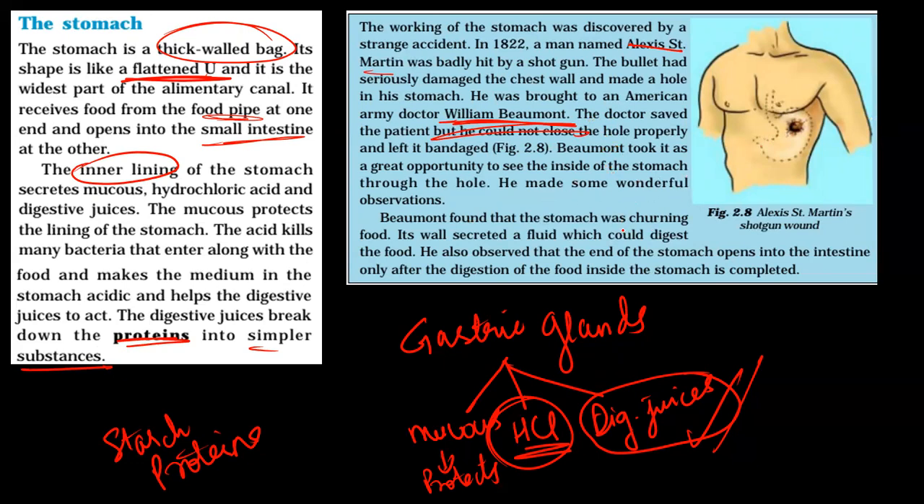So the stomach was churning food. There is a churning motion. This is the important point in this. Churning motion happens and it churns the food, and it secretes a fluid which digests the food. And he also saw that the stomach opens into the intestine only after the digestion is completed.